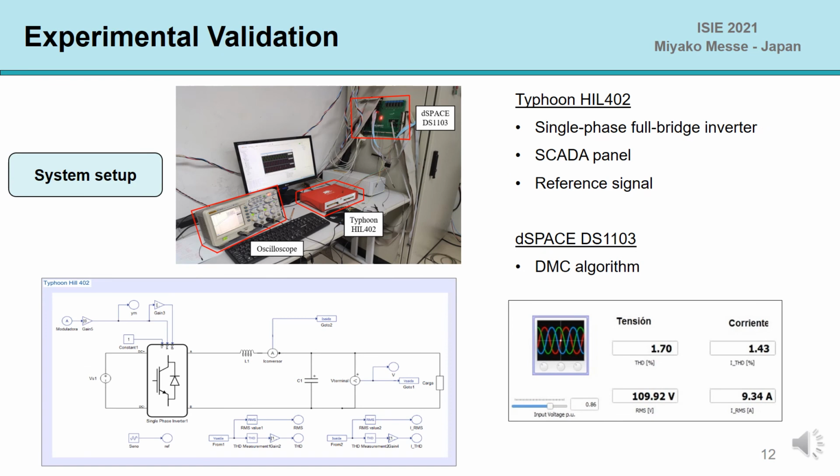To perform experimental validation, a dSPACE DS1103 controller was used to implement the proposed DMC controller, and Typhoon HIL 402 hardware in the loop to implement the single-phase full-bridge inverter and generate the reference signal. Additionally, the Typhoon HIL SCADA panel was used to create an interface with the real-time model, where RMS voltage, RMS current, and total harmonic distortion were monitored.